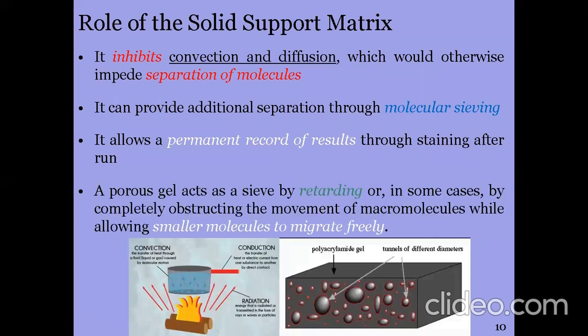And a porous gel acts as a sieve by retarding, like they slow down the movement of the macromolecules, in some cases by completely obstructing the movement of macromolecules, while smaller molecules migrate freely. So the molecules could freely migrate if they are small through the gel, and the larger molecules will have slow motion within these sieve tubes because of the size, permittable size.